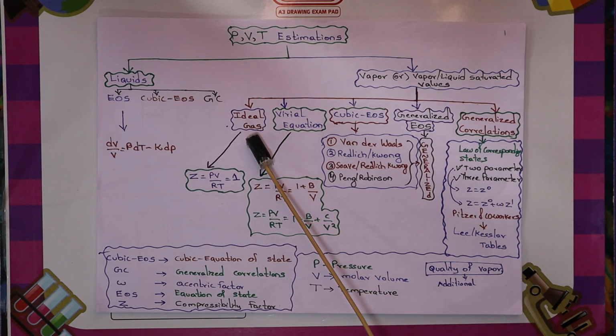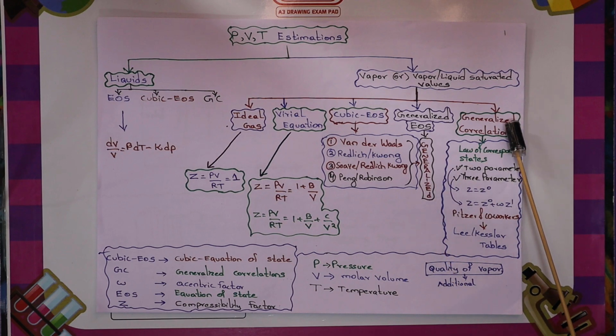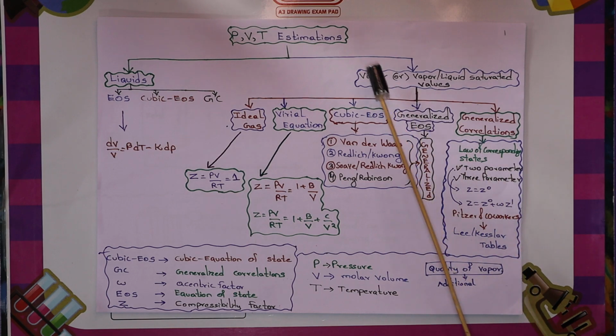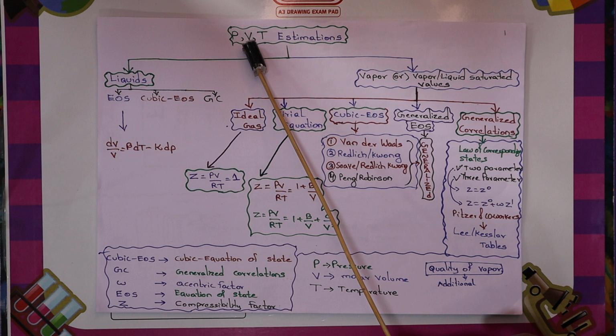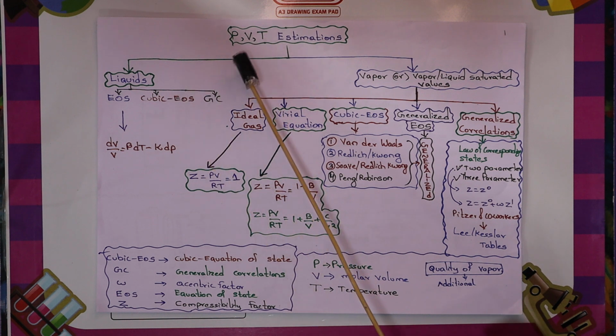The first one is the ideal and virial equation, then cubic equations of state like Van der Waals, Redlich-Kwong, Soave, Peng-Robinson, and the generalized equations of state. Okay, and there are generalized correlations that exist to find out volumes, the volume of the vapor or liquid for a given pressure and temperature.